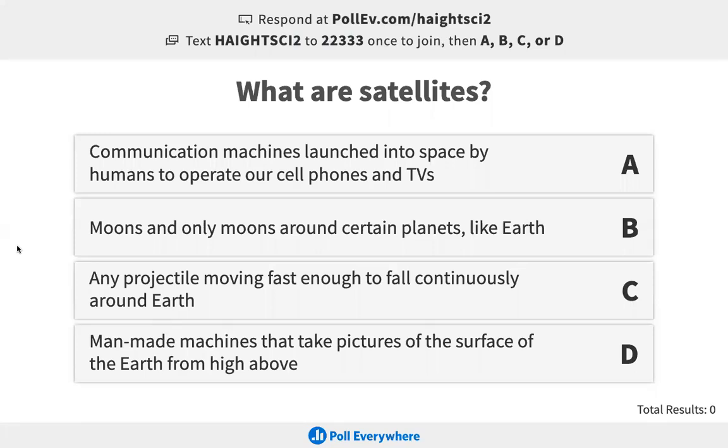So again, the question is, what are satellites? Option A, communication machines launched into space by humans to operate our cell phones and TVs. Option B, moon and only moons are around certain planets like the Earth. C, any projectile moving fast enough to fall continuously around Earth. Or D, man-made machines that take pictures from the surface of the Earth from high above.